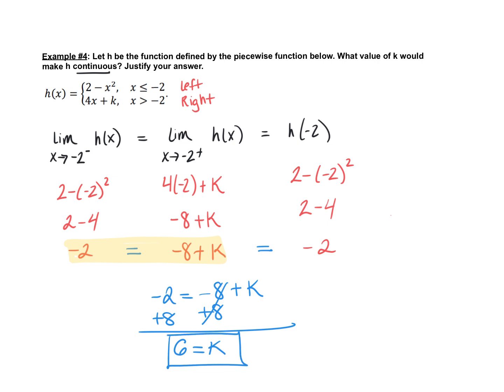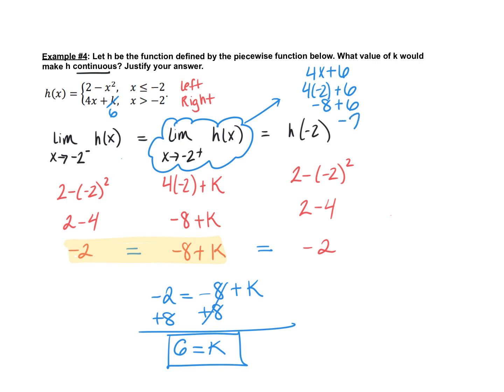And if you want to check it just to prove yourself, you can. Like change this up here, this k, to be 6. Make it 4x plus 6. So we just have to confirm this side again to make sure it works. So the right side would be 4x plus 6, plug in -2, and we get -8 plus 6 is in fact our -2, which is what we want. Then all three of them are equal, therefore it's continuous.